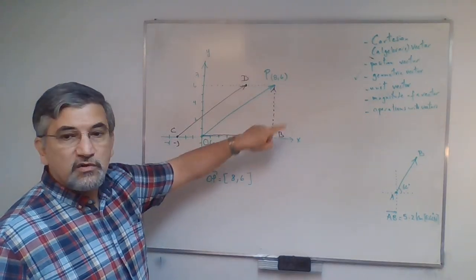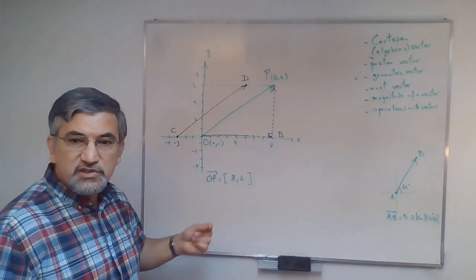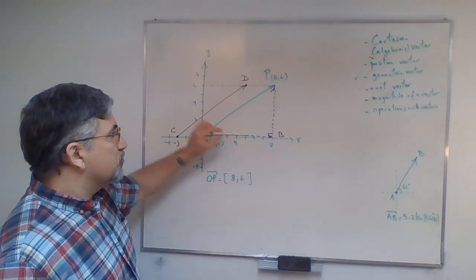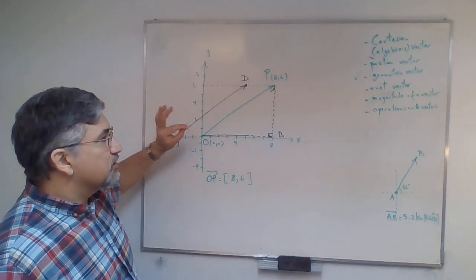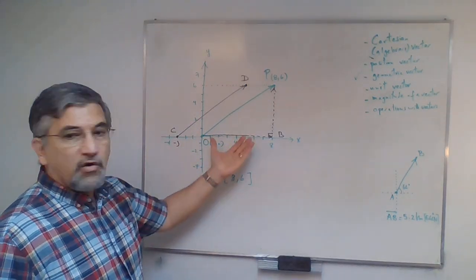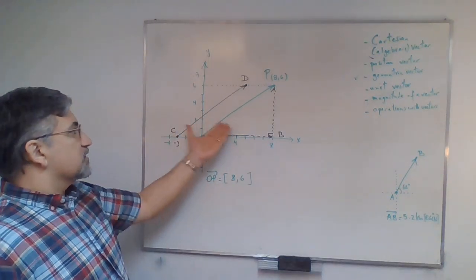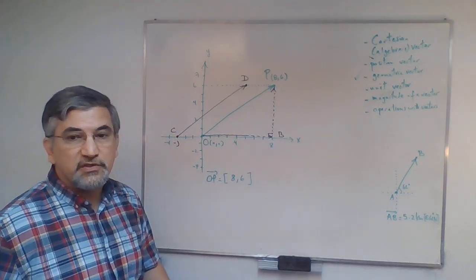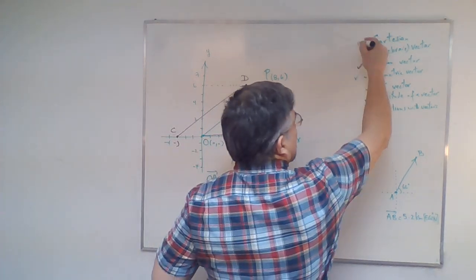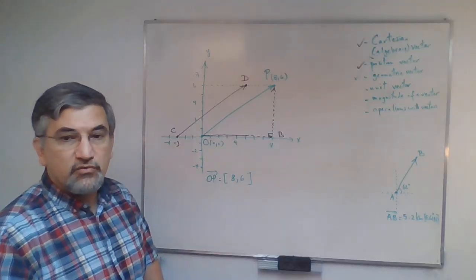So any point on the plane can have a position vector. And simply to find the position vector of any point in a Cartesian plane, you just connect the origin to that point, and that will be the position vector of that point. And obviously, position vector is like a special case of an algebraic or Cartesian vector. So position vector, always remember, has its tail located at the origin only.